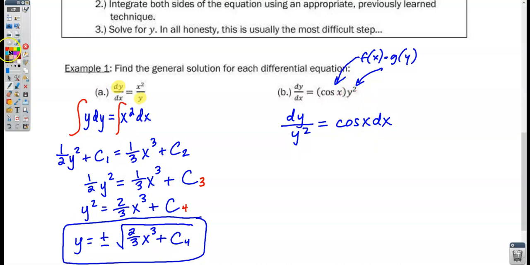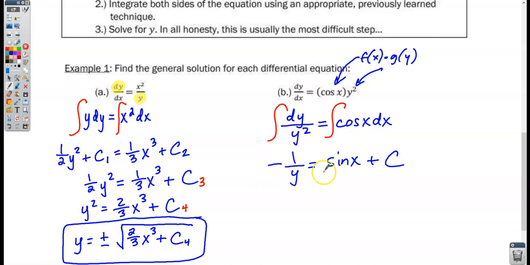All right, and now I want to integrate both sides of the equation. The antiderivative of dy over y squared, that's the integral of y to the negative 2 dy, so I can just use the power rule. It's going to be y to the negative 1 over negative 1, or I can jump directly to negative 1 over y. And the integral of the right-hand side is going to be sine of x plus c. Okay, so separating, integrating, not terribly difficult in this problem so far.